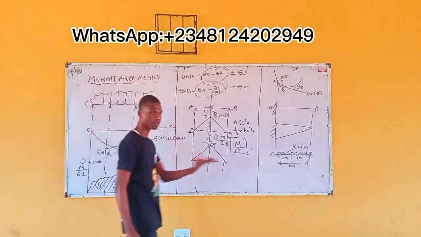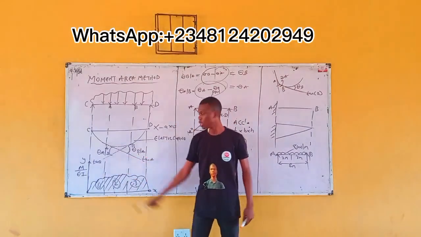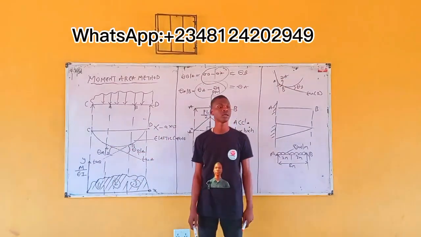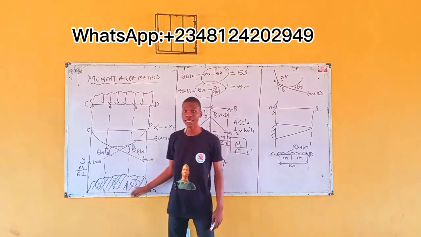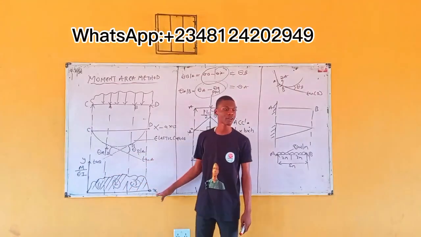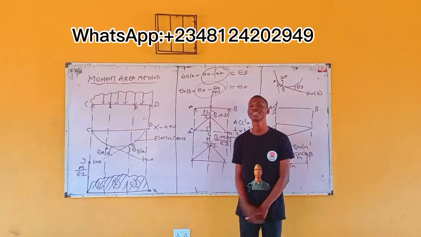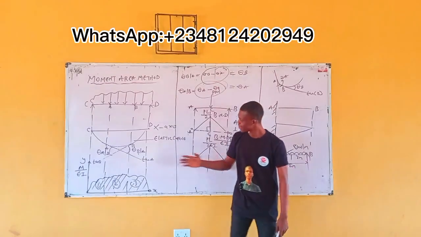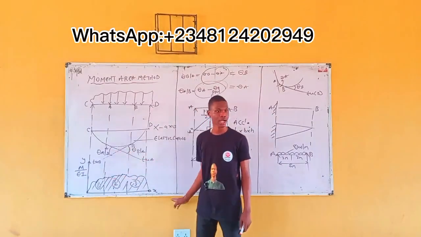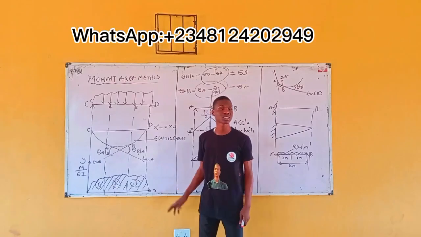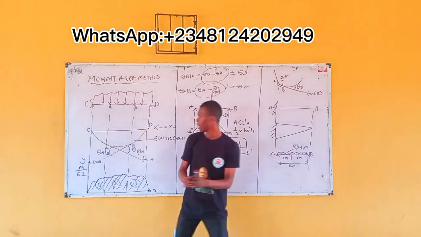The angle measured in radian between the tangent of any 2 points on the elastic curve of a beam is equal to the area under the M by EI diagram. Now check, this is the M by EI diagram. So what is the area? Is it figure 1, figure 2, or figure 3? Check the board. This slope is equal to a particular area, and the area it is equal to is what? The area that is under the M by EI diagram.